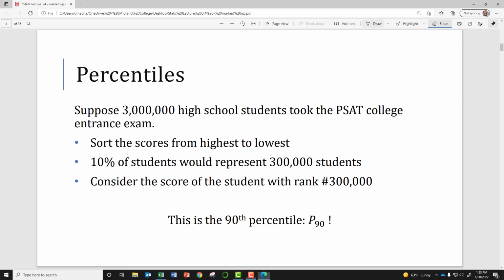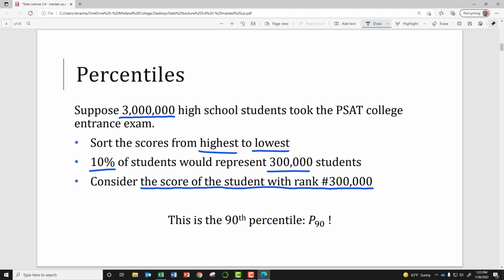So let's talk about percentiles. I have an example for you. Suppose 3 million high school students took the PSAT college entrance exam this year in the United States. I want you to sort those PSAT scores from highest to lowest, and then recognize that if I have 3 million students, then 10% of 3 million is 300,000 students. And now consider the score of the student whose rank is number 300,000.